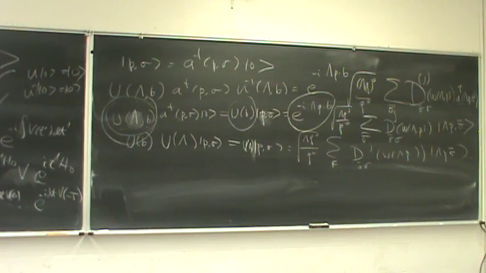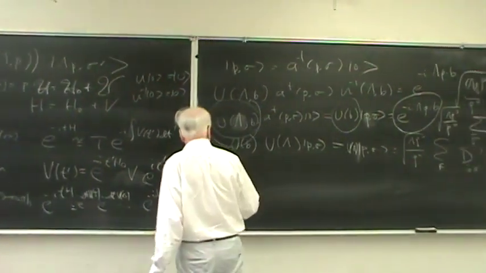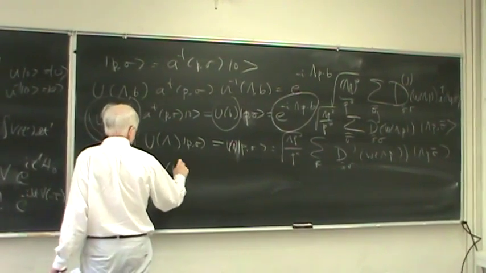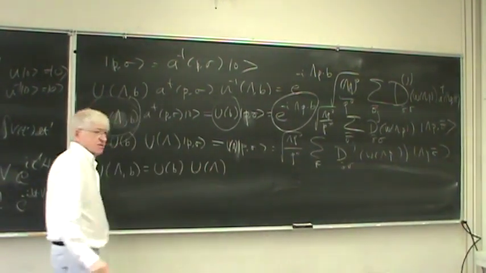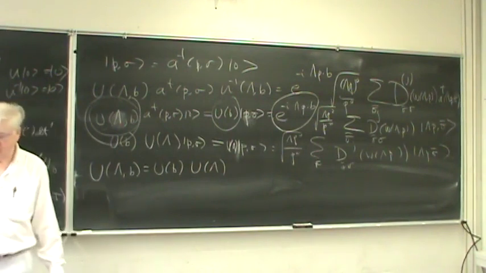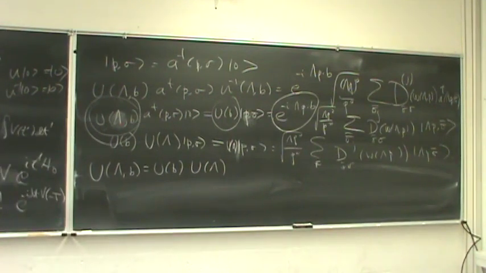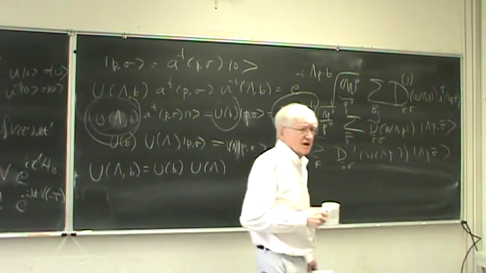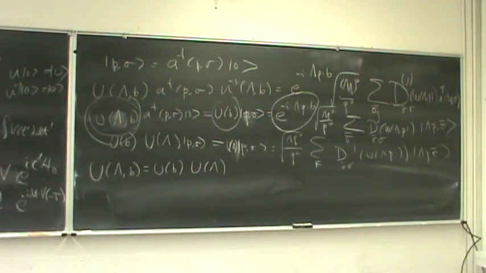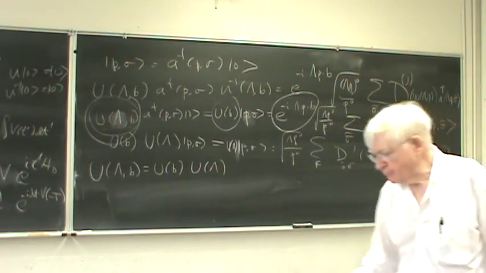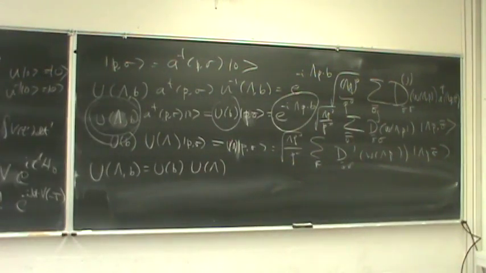What is U(Λ, b)? What is that operator? U(Λ, b) is a translation by b after a Lorentz transformation. Weinberg writes them that way so that the thing is a little bit simpler. So b is also a Lorentz transformation? No. b is a translation in space-time. You change the time, you displace time a little bit, you displace space a little bit. I'm having trouble making out the symbol.